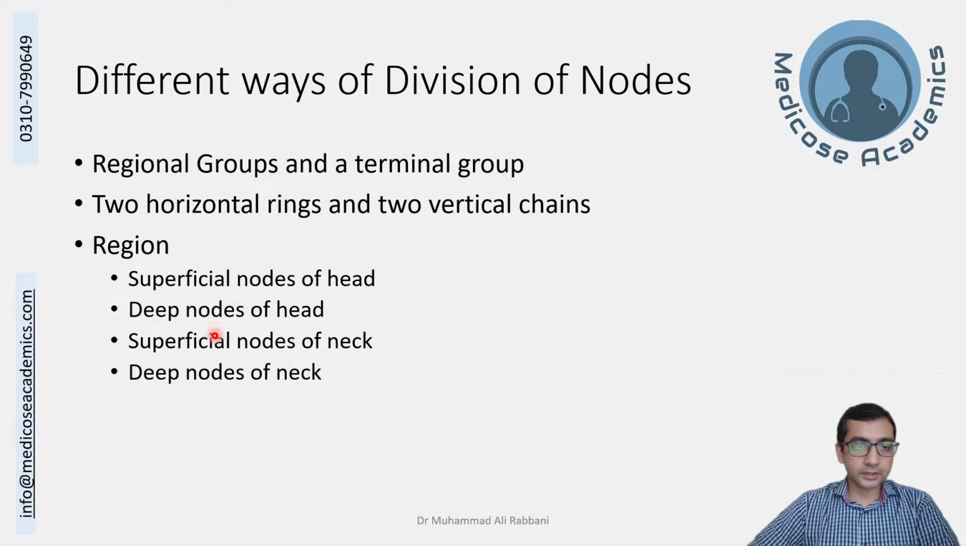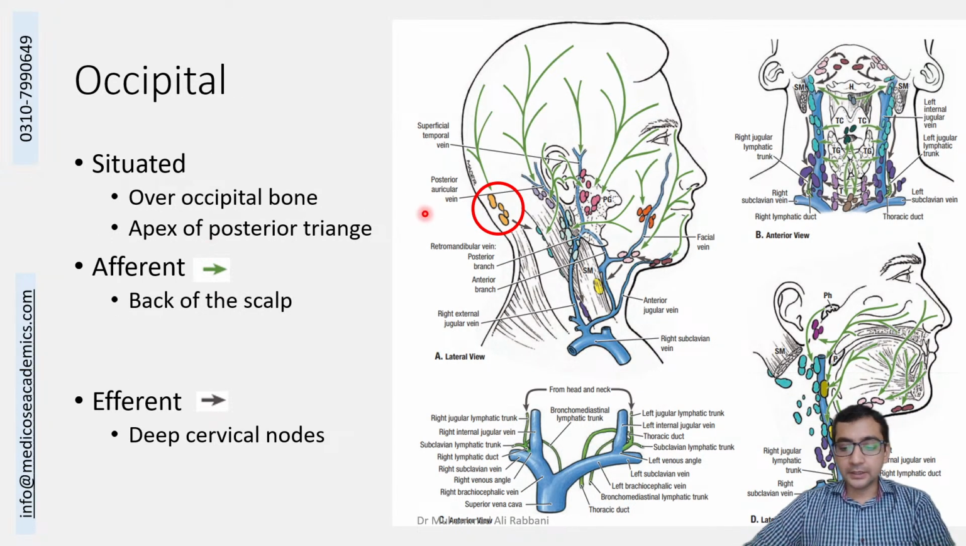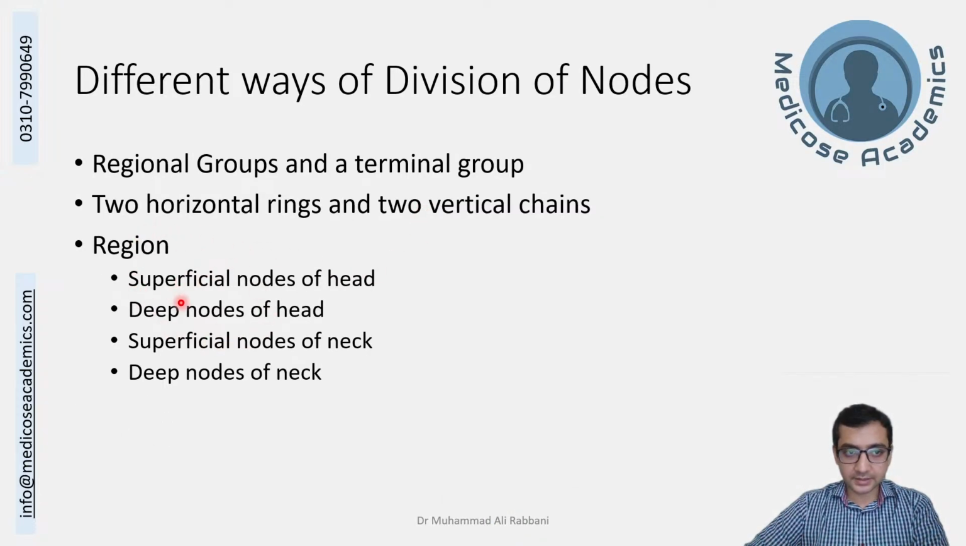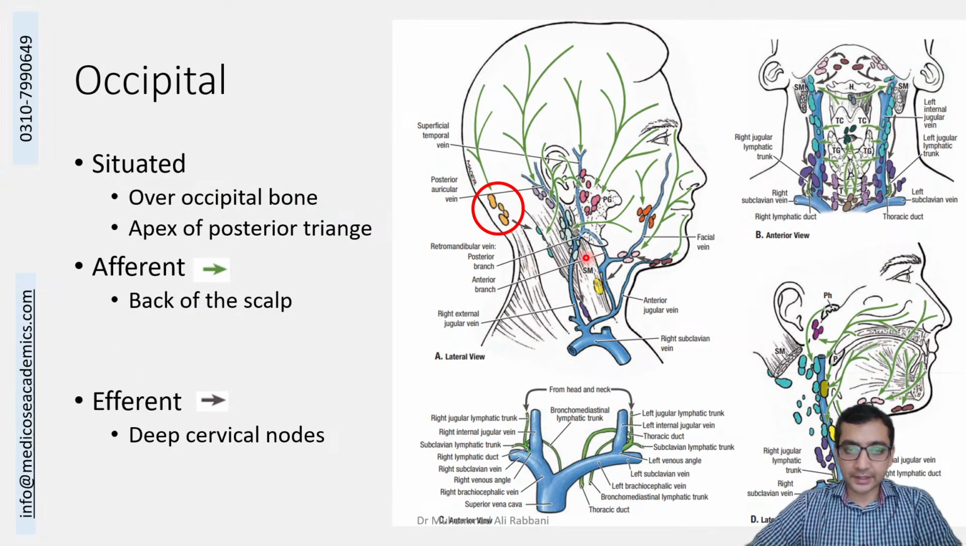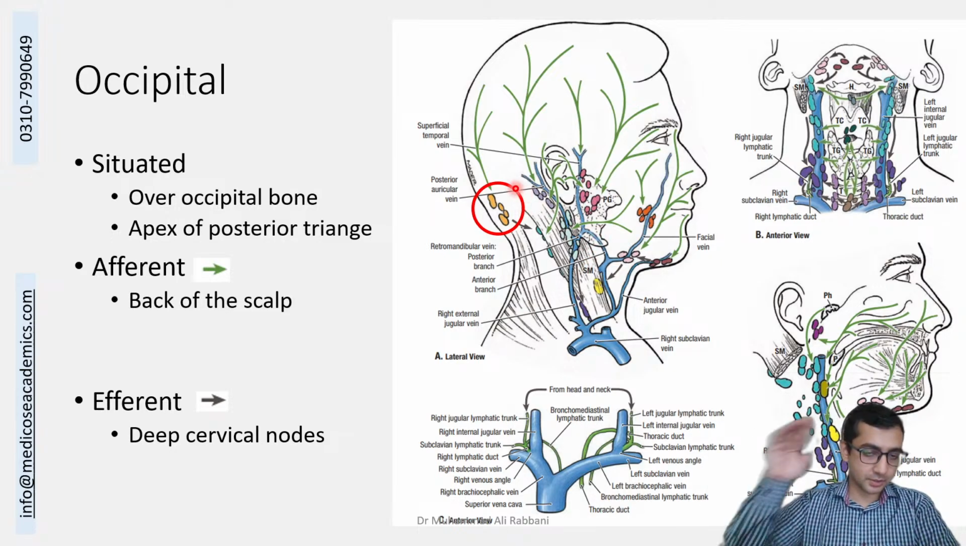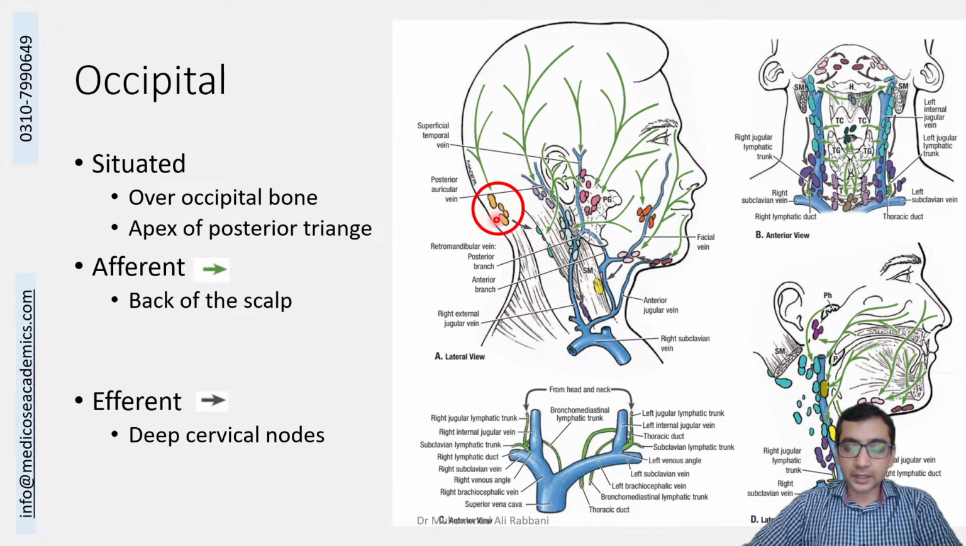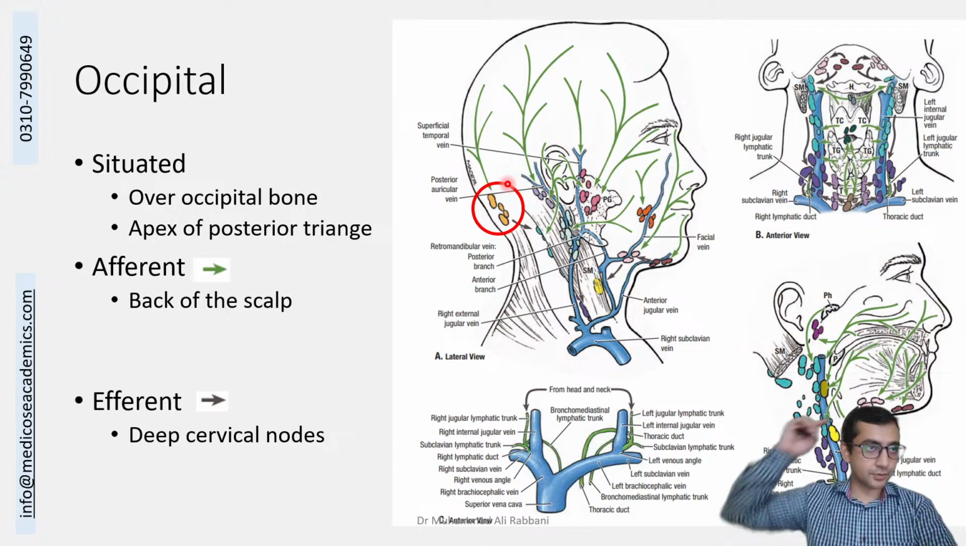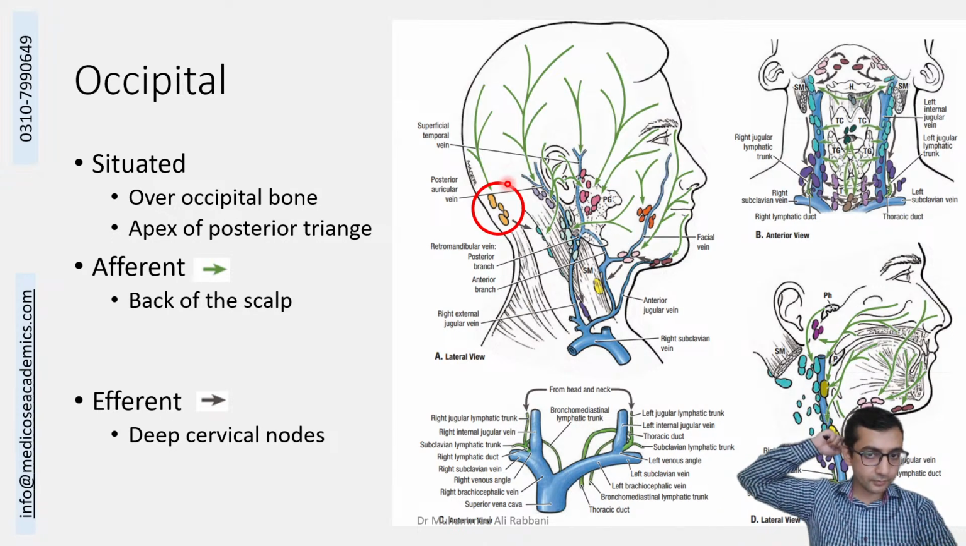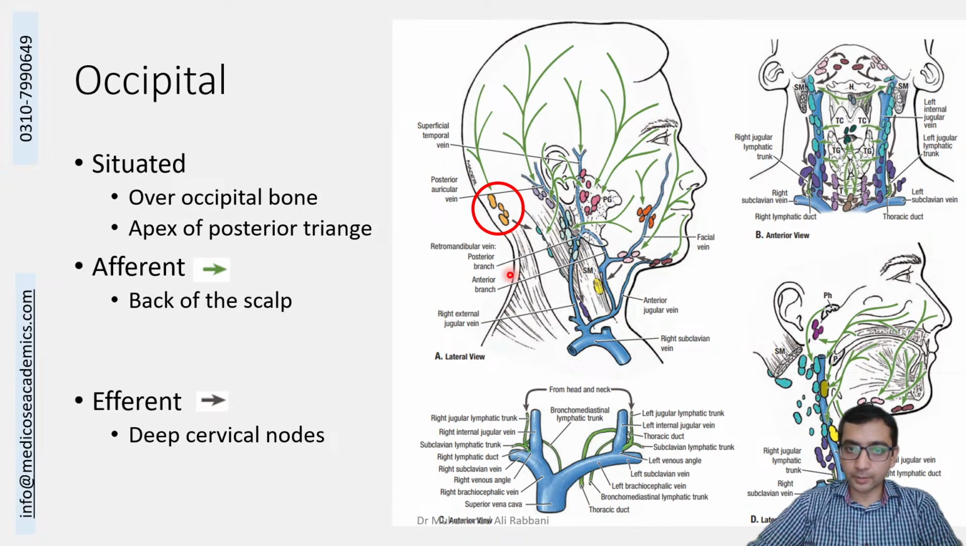So we will talk about the regional aspect. We will talk about the superficial nodes of the head, deep nodes of the head, superficial nodes of the neck, and deep nodes of the neck. This is the regional aspect. Let's talk about the lymphatics. First of all, the occipital nodes. These are nodes on the back of the head in the occipital region, and they are at the apex of the posterior triangle. As you can see, it is receiving lymphatics from the back of the head, from the vertex, and it itself drains into the deep group of cervical nodes.